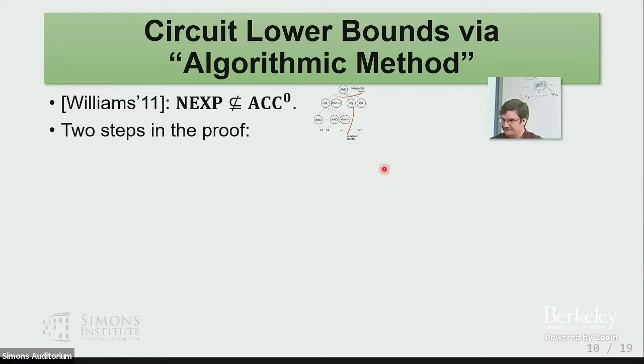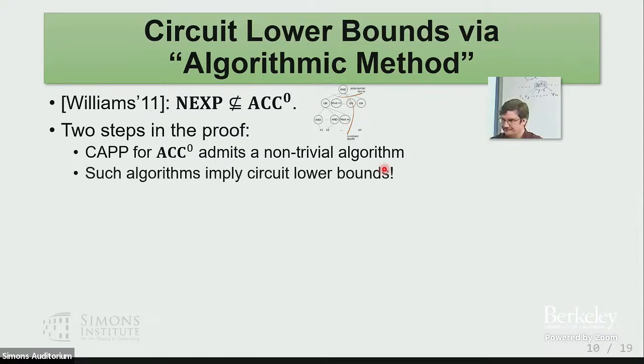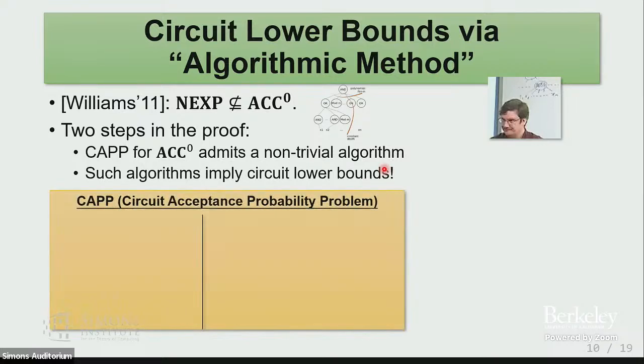What's nice about this proof is that it has two steps. In the first step, Ryan showed there's a so-called non-trivial algorithm for so-called CAPP for ACC0. I'll try to explain what it means. The second step is that he also showed such an algorithm implies circuit lower bounds. So what is CAPP? CAPP is the circuit acceptance probability problem.